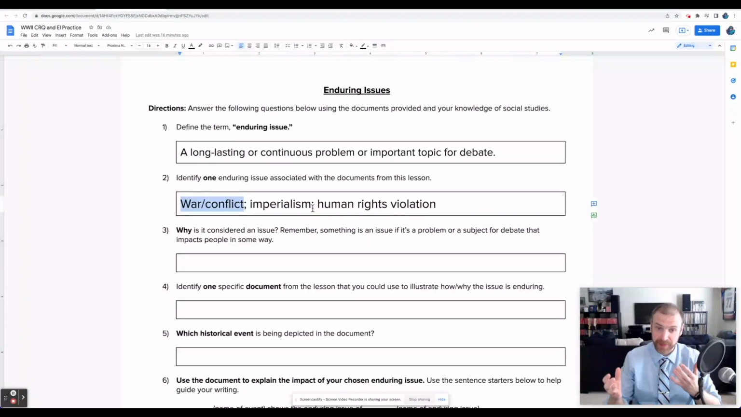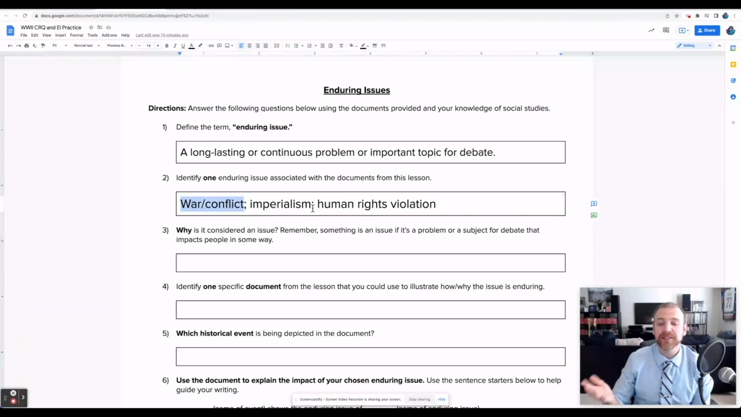Right? Imperialism, another enduring problem, right? Things are problems, guys, when they affect people in some way, right? When one country takes over another, that affects the country being taken over, right? The country is being denied its freedom. Possibly the people in that country are enslaved and forced to work for the mother country. Perhaps the people are denied their natural resources. Again, that would depend on the particular document, but imperialism obviously has a lot of effects on the people that are getting taken over.